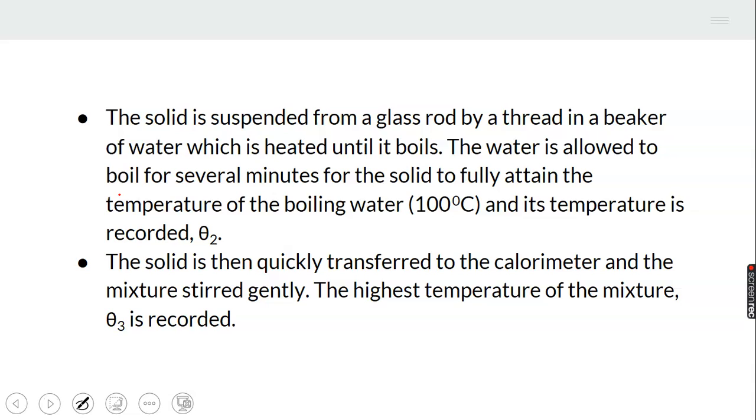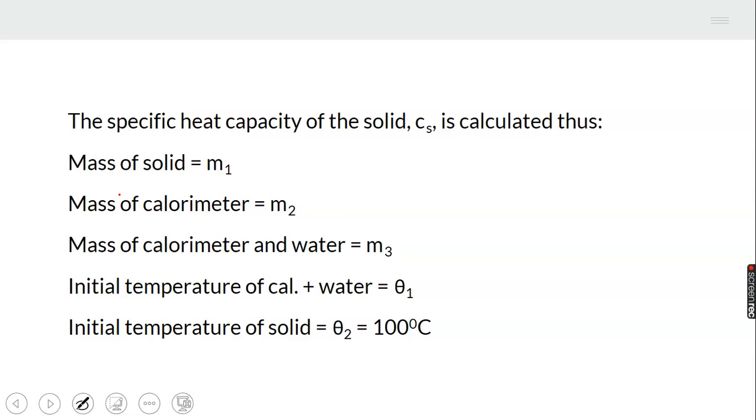So the solid is then quickly transferred to the calorimeter and the mixture stirred gently. The highest temperature of the mixture, θ3, is recorded. Now, the specific capacity of the solid is calculated from this. I have recorded all this with it, okay?